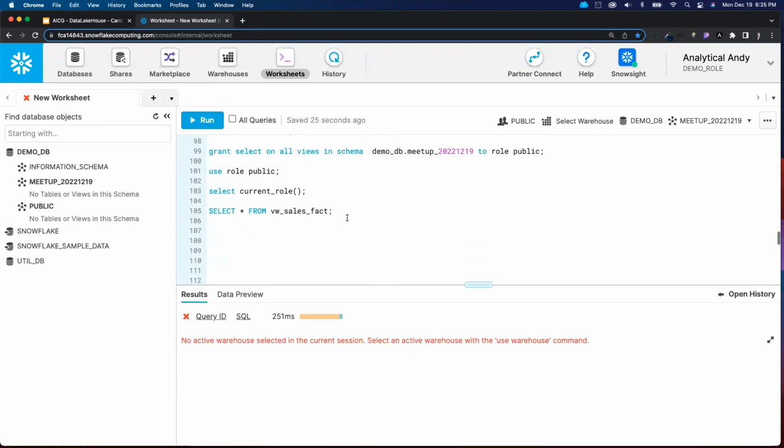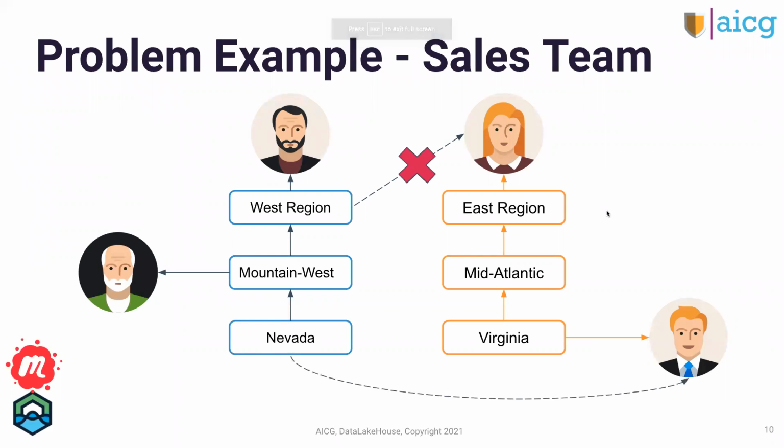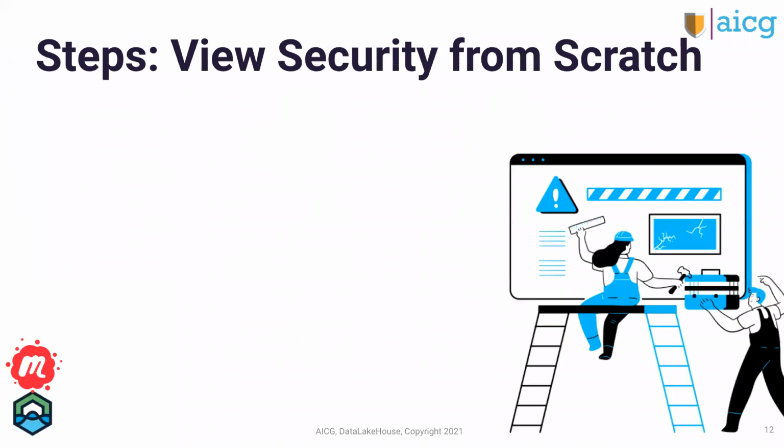So that is the gist of secure views. I'm going to switch back to the slide deck and do a little bit of a recap here. In the meantime, if I can get that warehouse running, then we can see it run all the way through with the public role access. So we actually walked through this example, right? The user coming out of Virginia was only able to see data from Virginia. So we had the hands-on exercise.